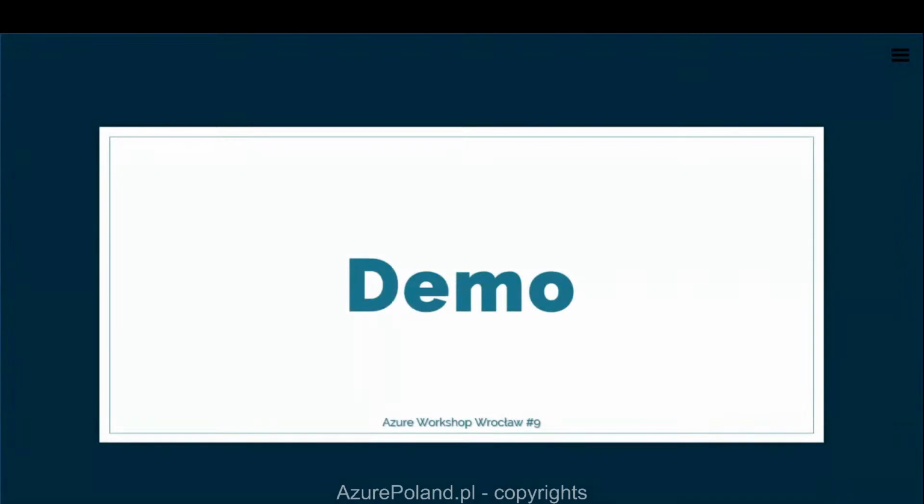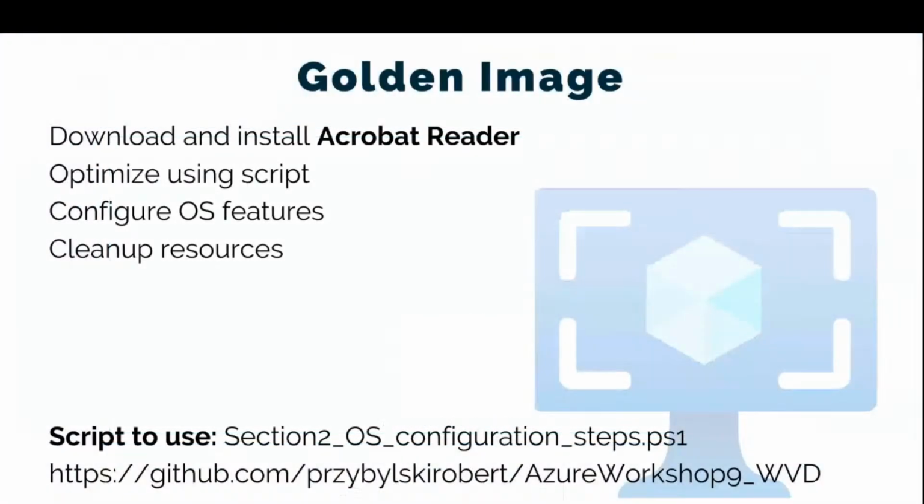As before, I will have some recommendations. With our golden image, we need to first of all deploy the VM, then use the optimized script, configure OS features, and clean up the resources. For that case, we will use the script section 2, but please don't download it yet because we need to upload the script to the VM.